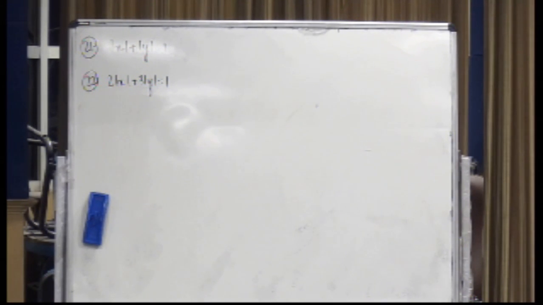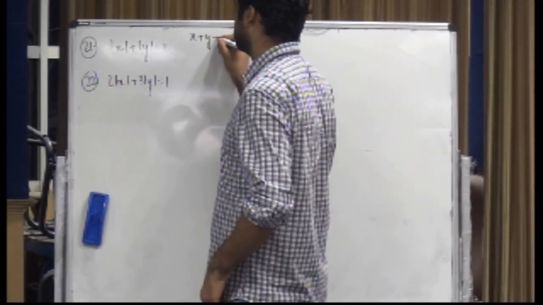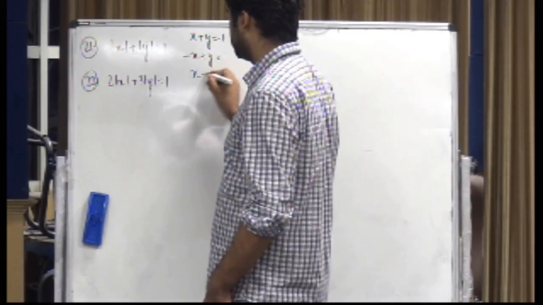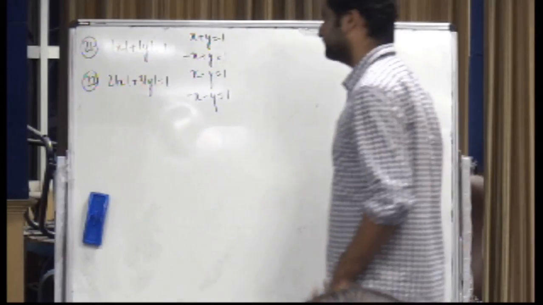So we get 4 straight lines: x plus y is equal to 1, minus x plus y is equal to 1, x minus y is equal to 1, and minus x minus y is equal to 1.